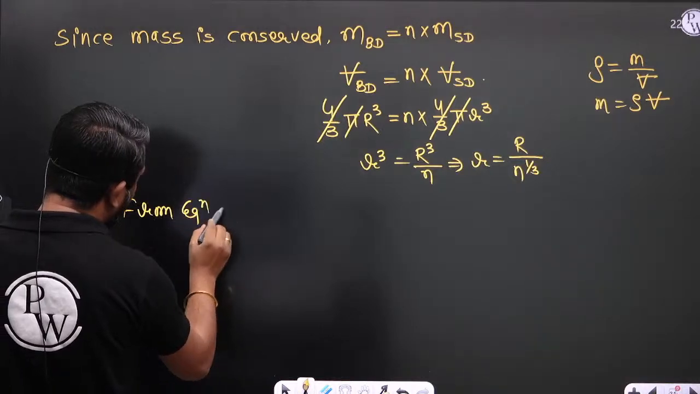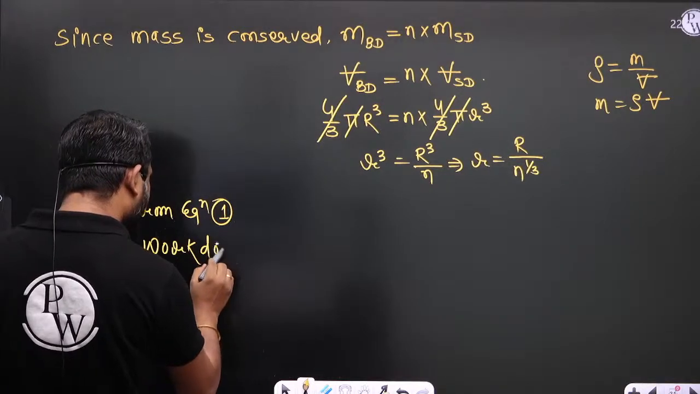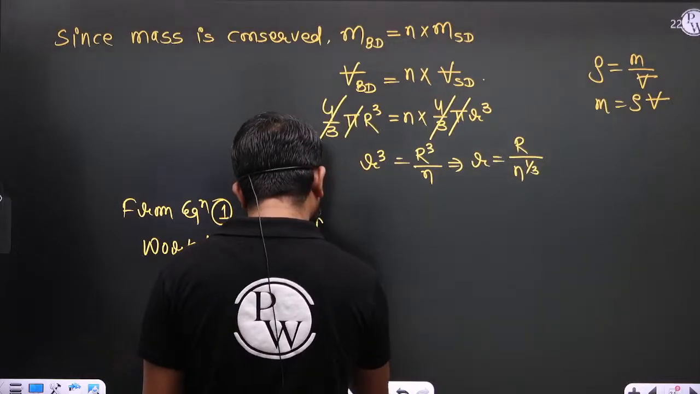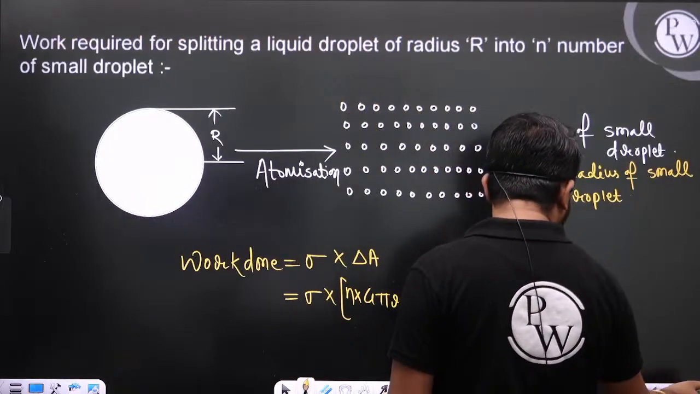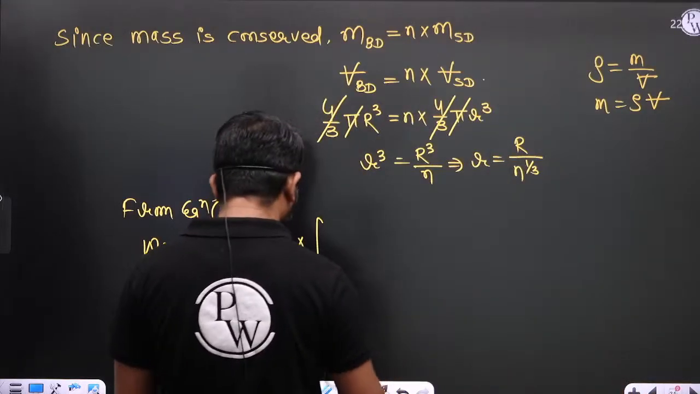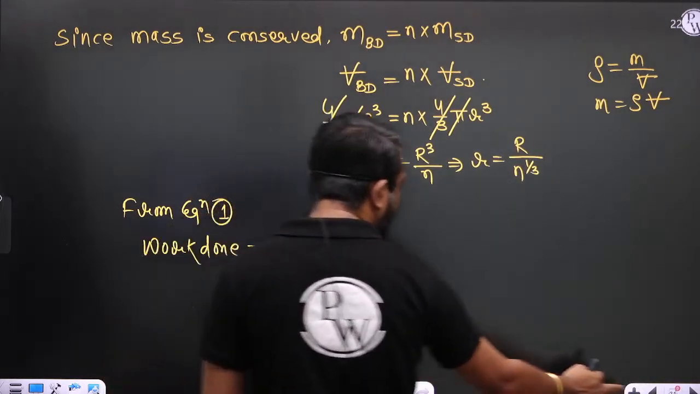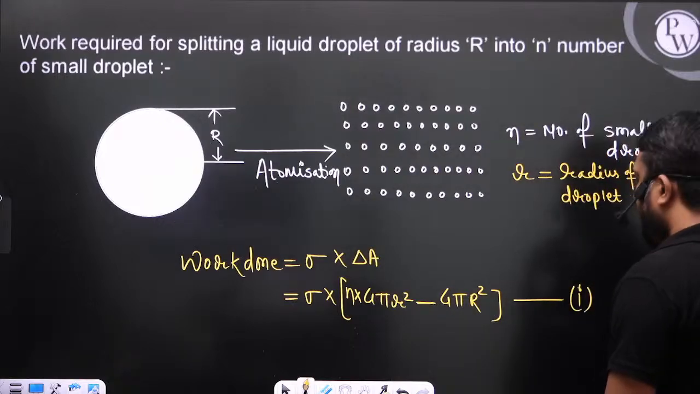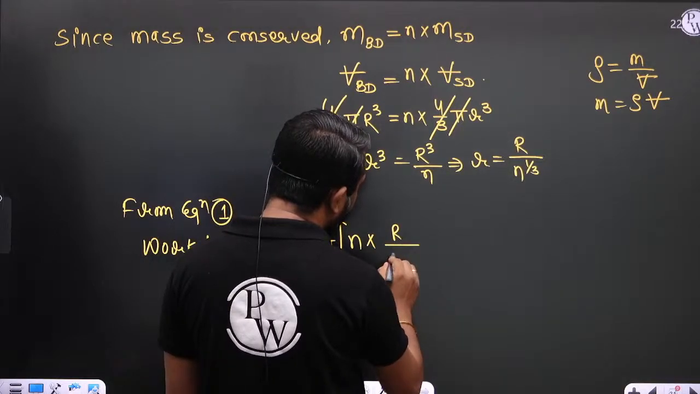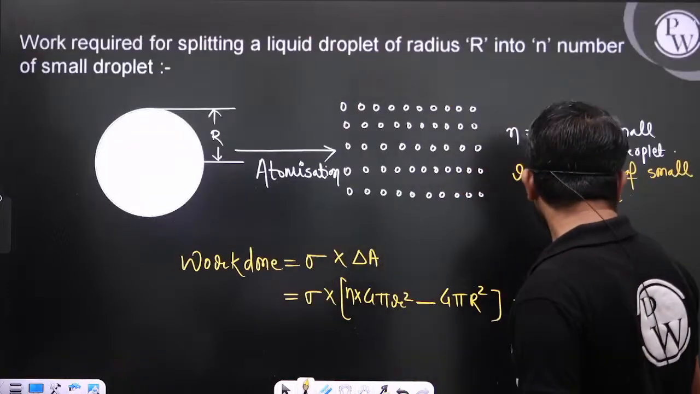So the work done required is equal to sigma multiplied by n into 4 pi r square minus 4 pi R square. Take 4 pi as common. So this is sigma into 4 pi, n into R over n to the power 1 by 3, whole square, minus R square.